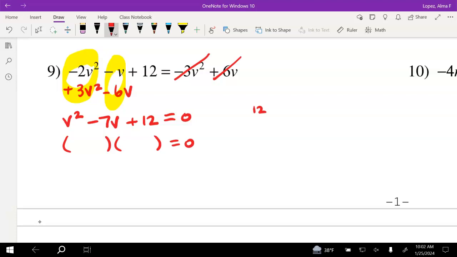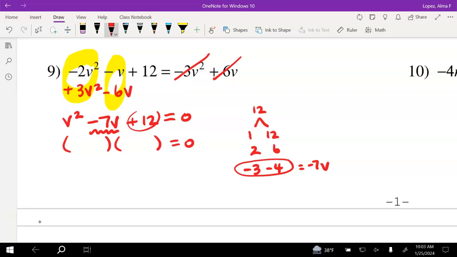The factors of our constant term 12 are going to be 1 and 12, 2 and 6, and 3 and 4. I need factors that will help me build a negative 7v. Definitely the 3 and 4. I'll make them both negative, and that's how they add up to negative 7v. Now, factors of v squared are v and v, and I know that factors that multiply out to be 12 that add up to negative 7 are negative 3 and negative 4.